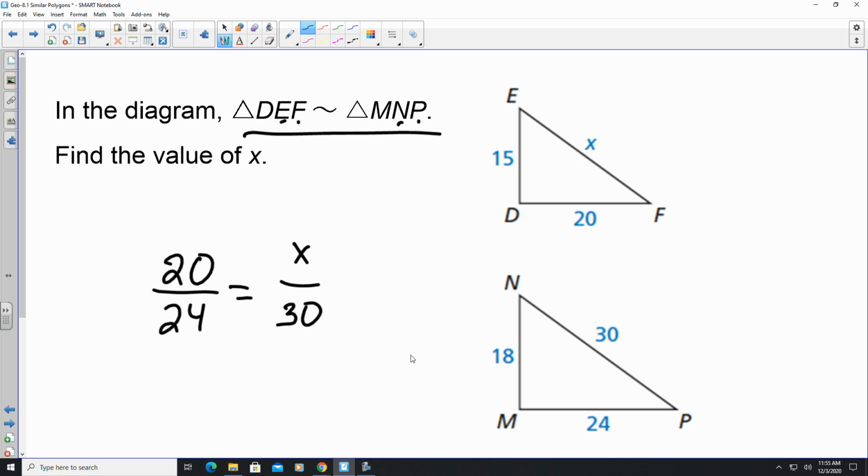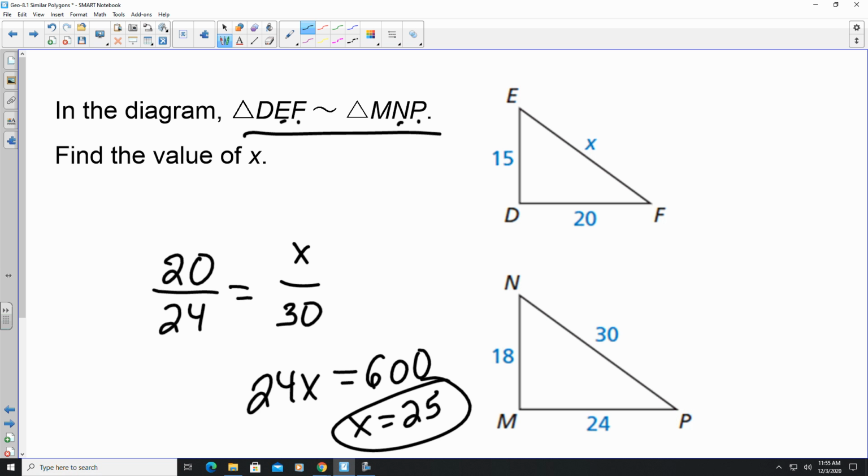So I write this as a proportion and solve it using cross product. 24 times x is 24x. It's going to be equal to 20 times 30, which is 600, divided by 24. X is 25.